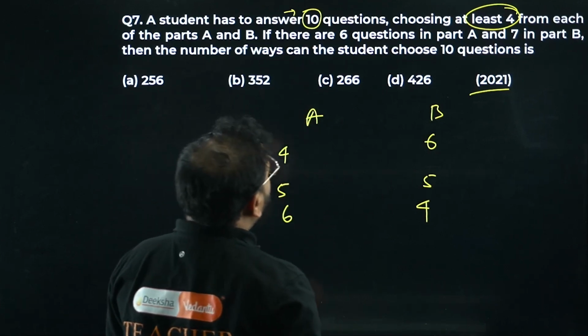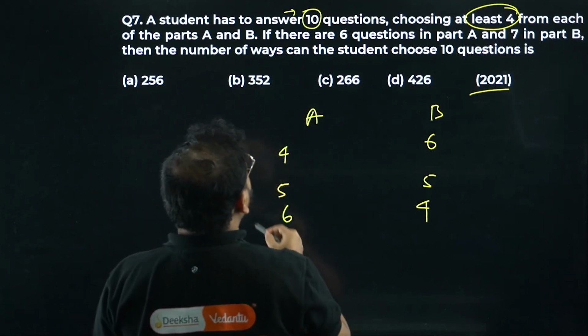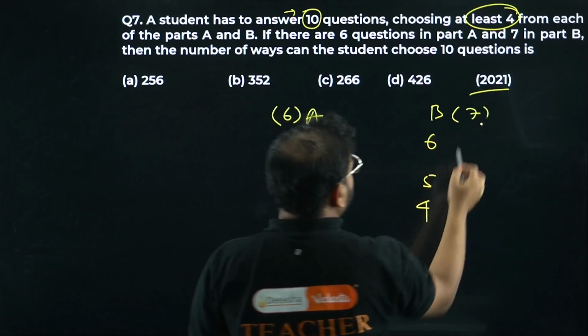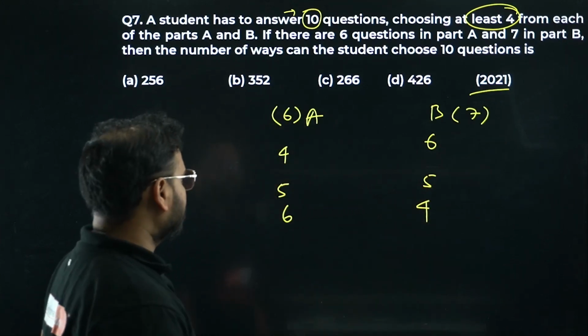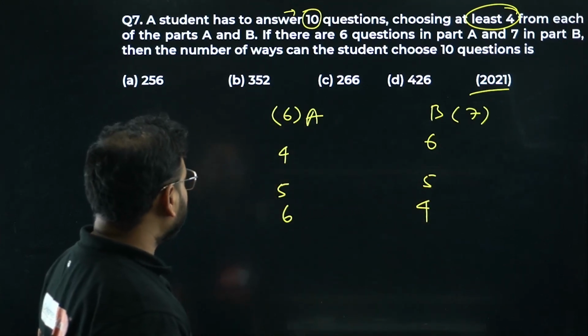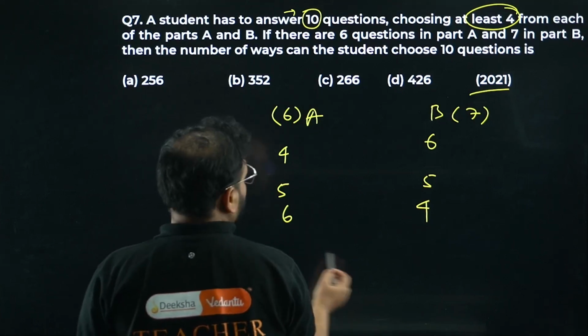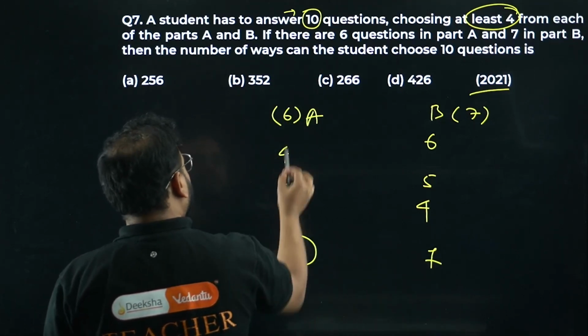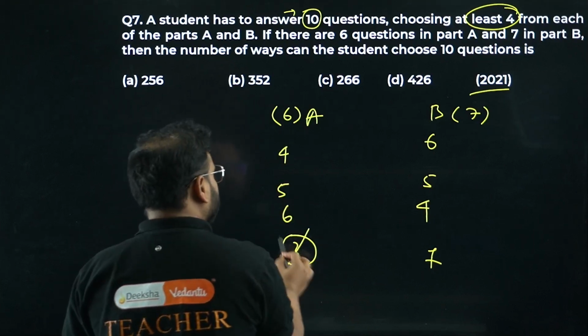Now A has a total of 6 questions and B has 7 questions. If we take, let's say, 7 and 3, then I have to choose 3 here. But I have to take a minimum of 4, right? It means this is not possible.